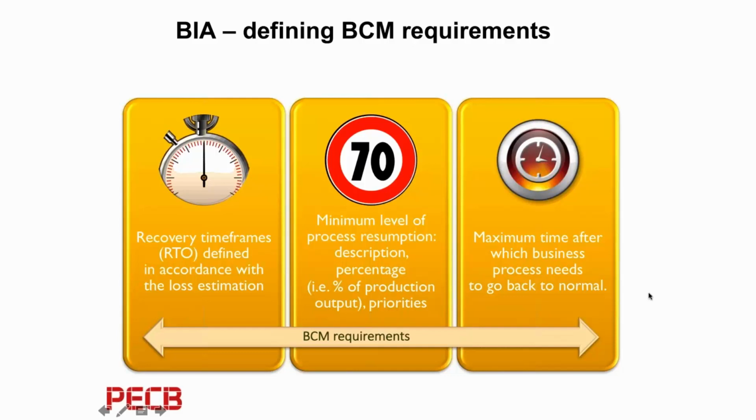And the last question that we have to answer is, based on the worst case scenario, the recovery time frames and the minimum level of process resumption, what is the maximum time that the company can work on this defined minimum level? Sometimes it's a very short time equal to RTO, which means that we have to recover 100% of our process. Sometimes these times are very long. For instance, the next reporting deadline, like 30 days from now, or sometimes the next quarter. But very often this maximum time after which the business process has to go back to normal is like 5 days, 2 days, 3 days, usually days.